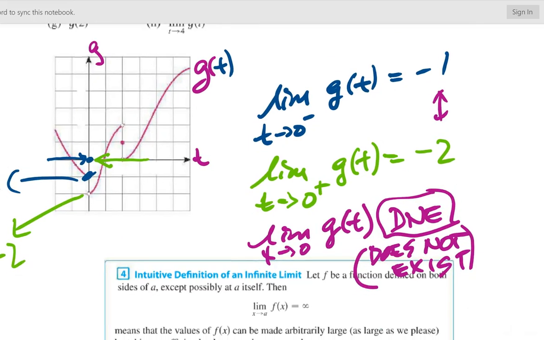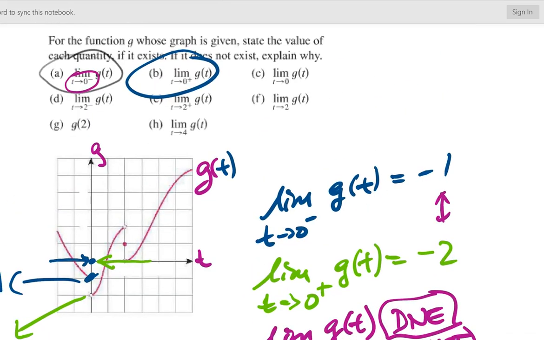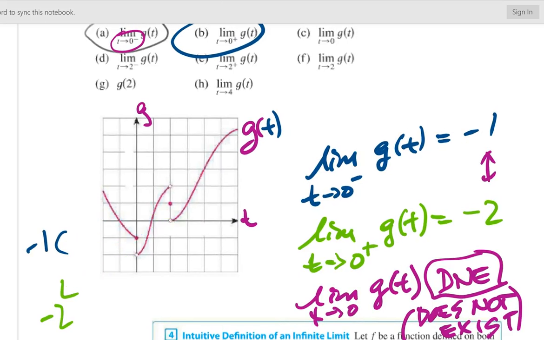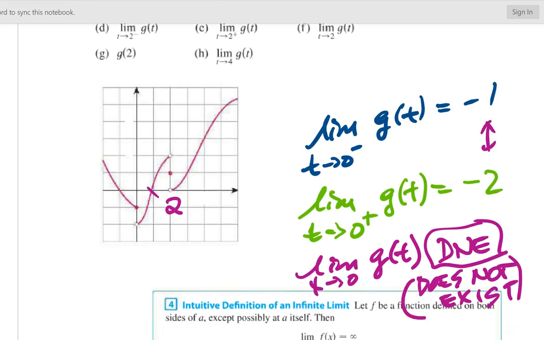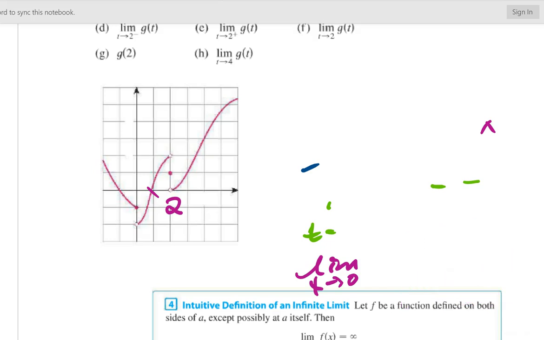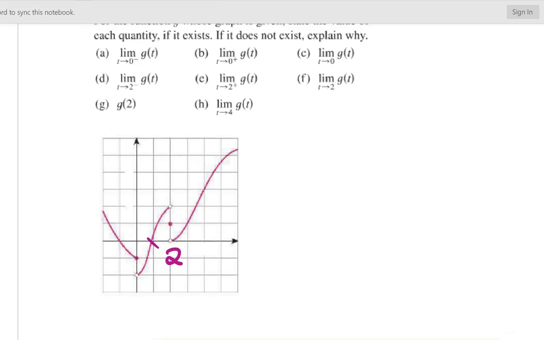All right? Now let's do a couple more of these. Let me just do one more. So let me erase all this. What's a good one here? Let's see, this is at 1, this is at 2. So this is 2 here. Let's look at that one. So let me erase all this.